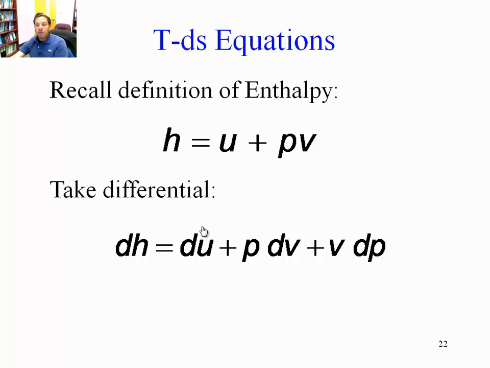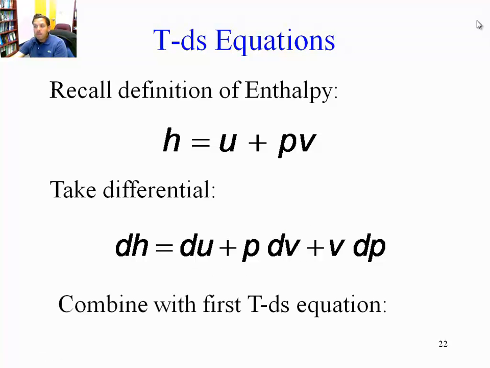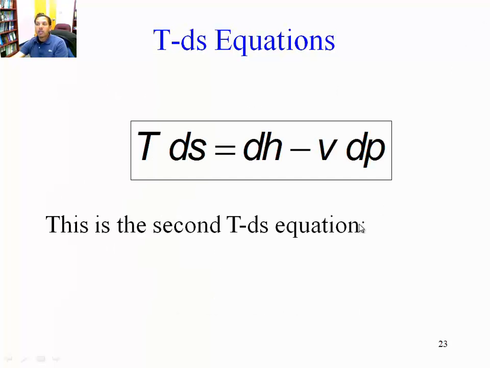And taking this, remember that dU plus PdV was the right-hand side of the first TdS equation. We can combine that with the first TdS equation to yield the second TdS equation, which relates to enthalpy rather than energy. The first TdS equation is TdS equals dU plus PdV. The second TdS equation says TdS is equal to dH minus VdP. And again, later on, we will use these TdS equations to come up with algebraic equations to calculate the change of entropy based on changes in temperature, volume, pressure, and so on.